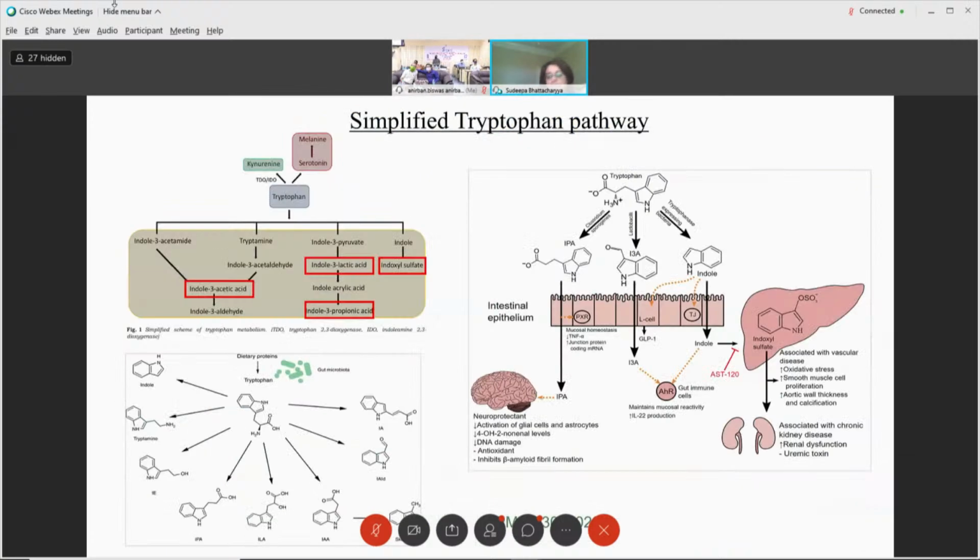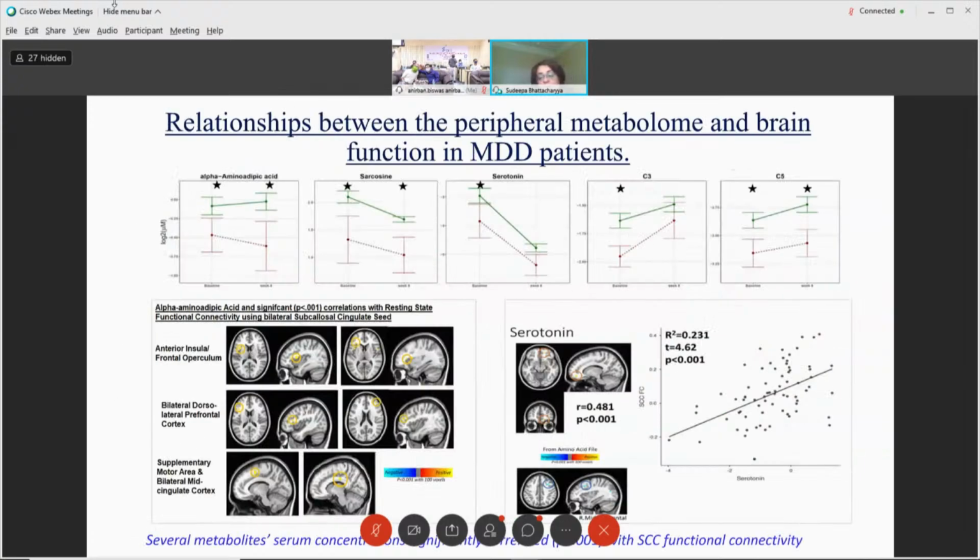So I will also show that we are also correlating some of our findings with neuroimaging patterns, resting state fMRI images, and we are seeing strong correlations of some of these baseline metabolites with changes in specific regions in the brain.